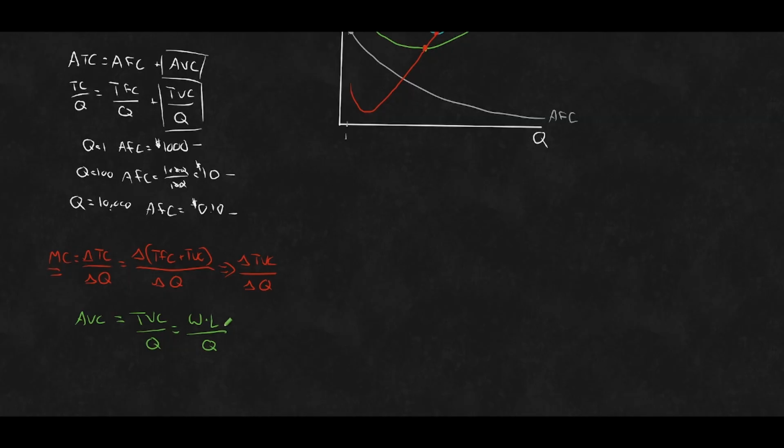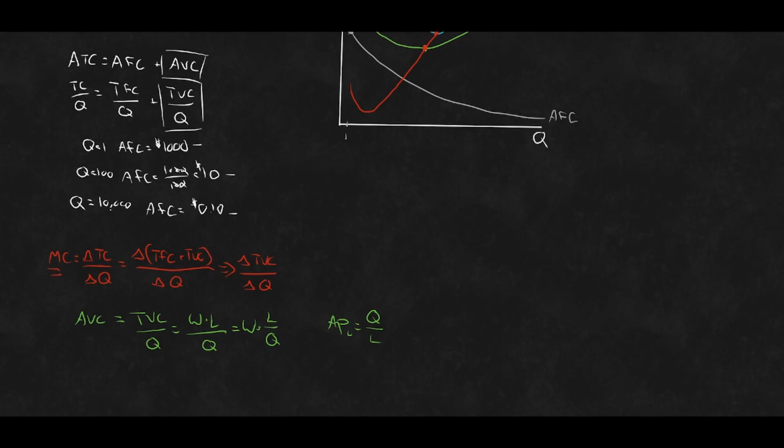Wait, how did we write average product of labor? That's sloppy. Let's try that again. Average product of labor was our output per worker. What do we have here for this average variable cost? Well, we have wage times workers per unit of output. So we're paying each of these workers some fixed wage, but we're adding more and more workers, but getting less and less extra output per worker.